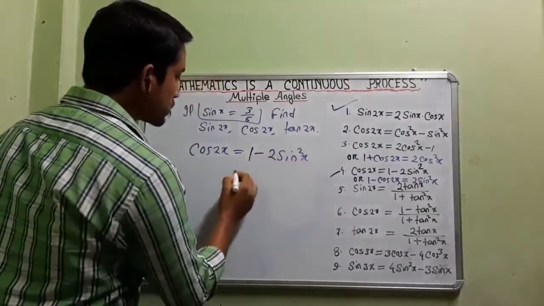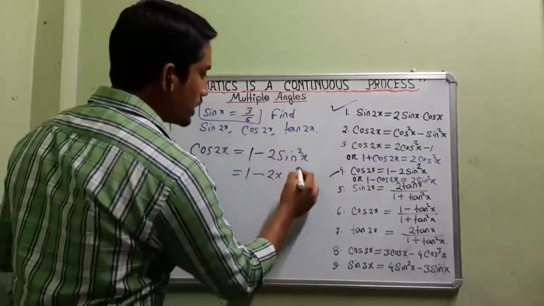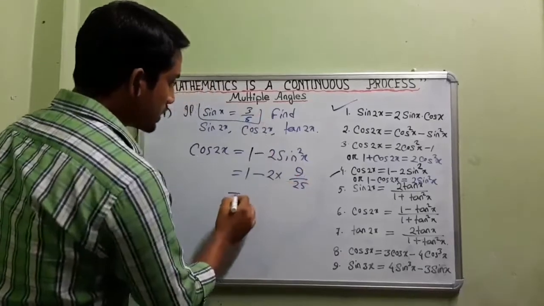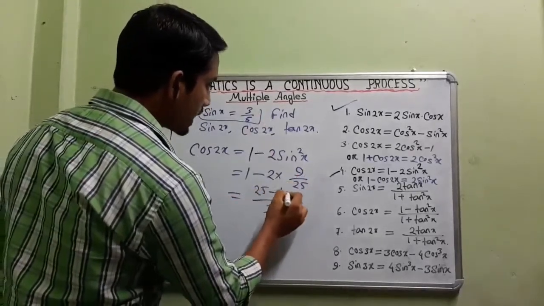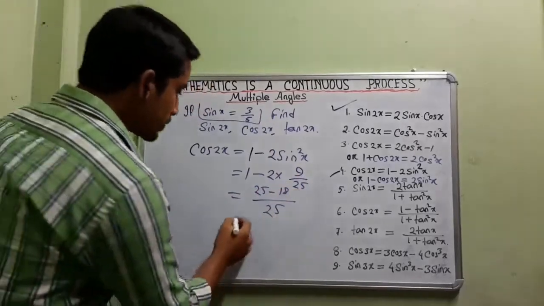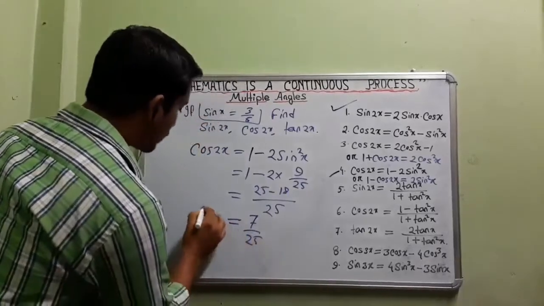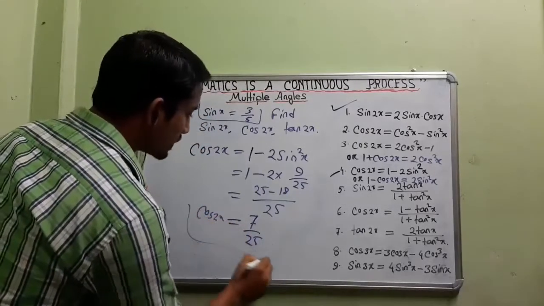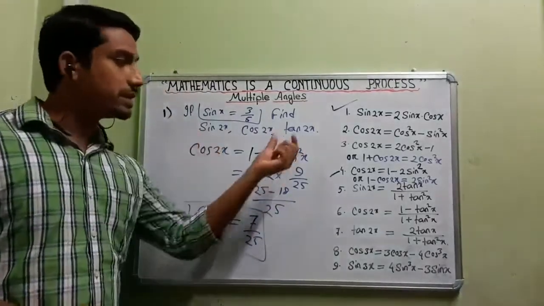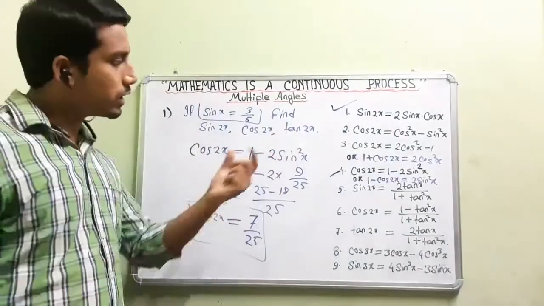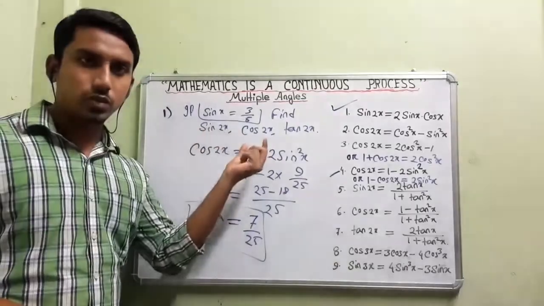Now in place of sin x we will put the value, that one is given. So 2 into sin square x, if you take the square of this one it will be 9/25. So take a simple calculation: 25 minus 18. After the subtraction what are you getting? 7/25. So you have got cos 2x is equal to 7/25. So we got cos 2x, we got sin 2x, we can easily get tan 2x. In the exam you can do it by dividing the value of sin 2x with cos 2x.